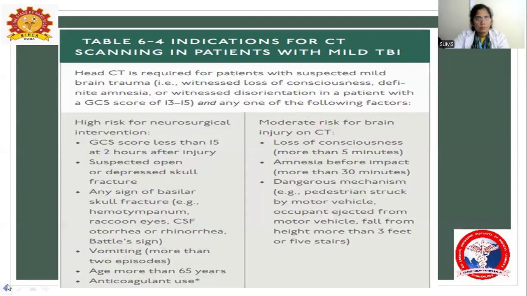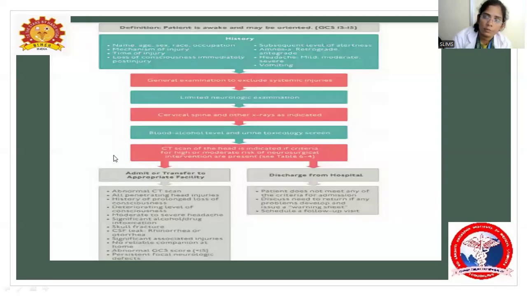So first, if the patient is presenting with head injury, the first and foremost thing in everything is history taking. So we ask history. For example, the name of the patient, age, sex, race, occupation. Then the mechanism of injury. How did the injury occur? Did he fall from a height, or was there an RTA, or was there a blunt injury? So we ask the mechanism of injury and the time of injury.